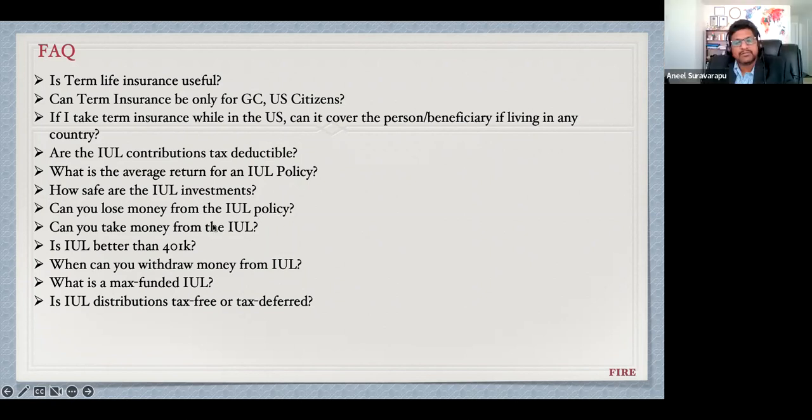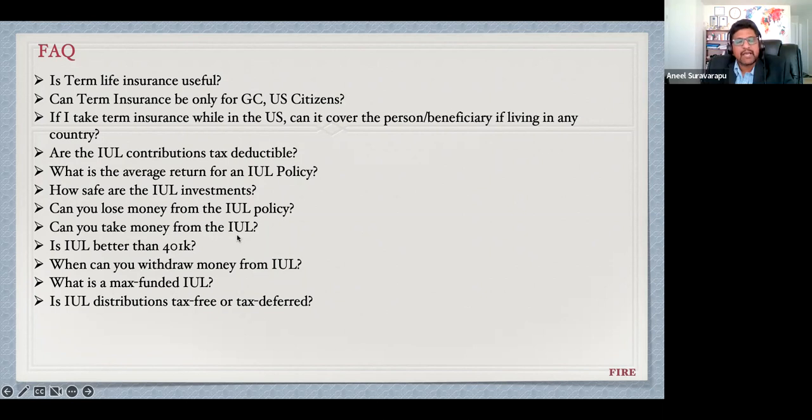So can you lose money from the IUL policy? No, that is very rare because of these companies. They work on floor and cap strategies, and Suresh garu also told us earlier about the market downfall protection, so the money never goes down. And can you take the money from IUL? Yeah, sure, definitely.